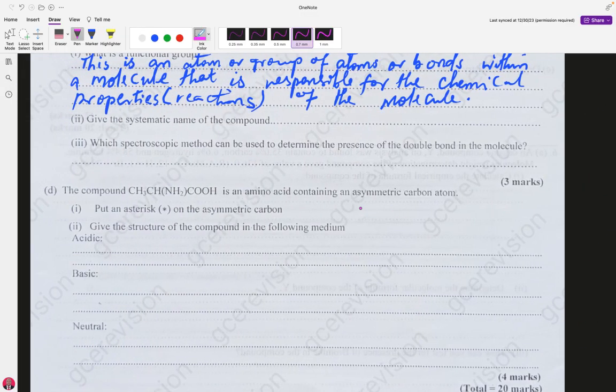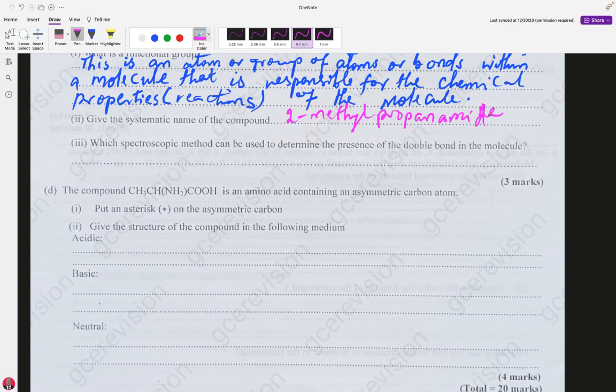We can write it here. The systematic naming is 2-methyl propanamide. Okay, after finishing like that, which spectroscopy?